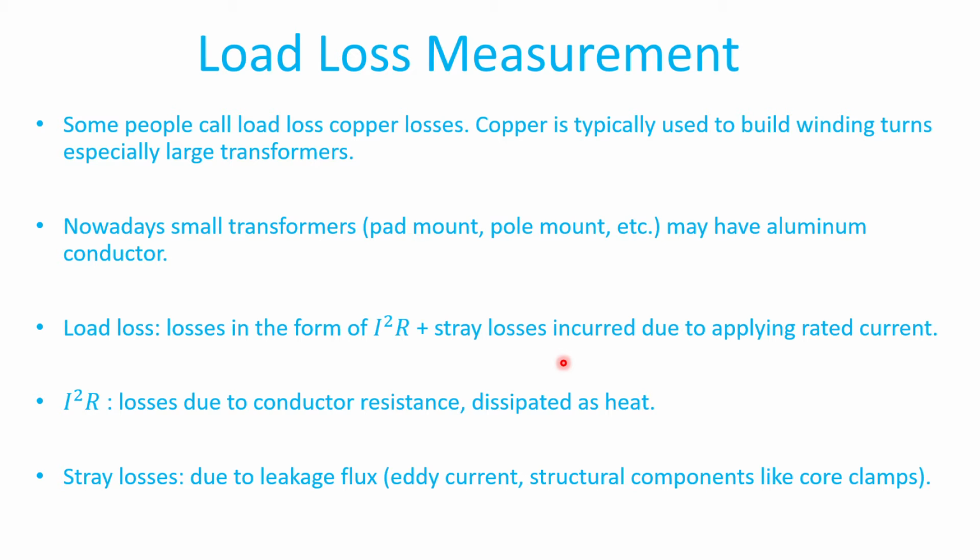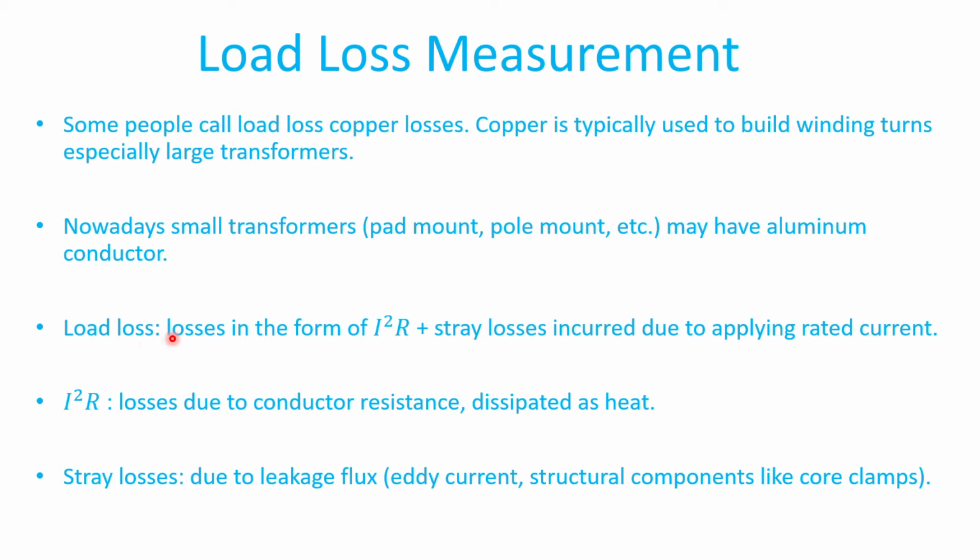So some people call load loss copper losses. That's because copper is typically used to build winding turns, especially in large transformers. However, it is worth noting that some small transformers, like pad mount, the ones you find by the restaurants, or pole mount, the ones that are hanging on the wood poles, may have aluminum conductor. That's because aluminum is cheaper than copper. So sometimes when manufacturers optimize the design, it might be less expensive to use aluminum than to use copper. So it's design based, but it's only small transformers.